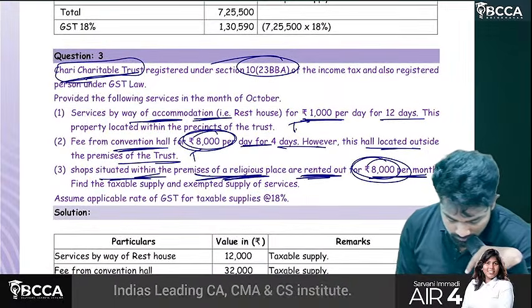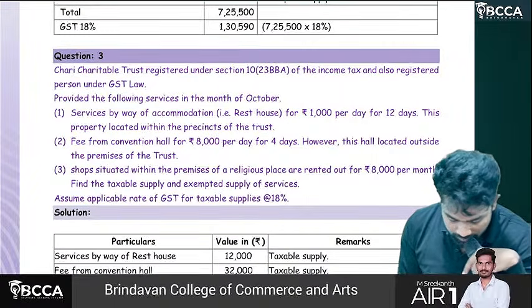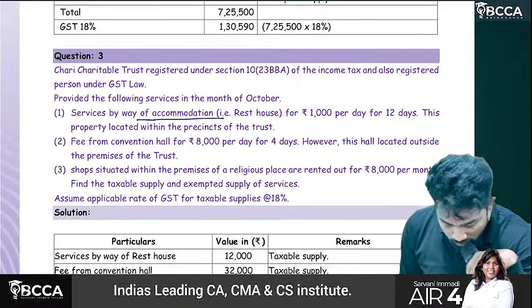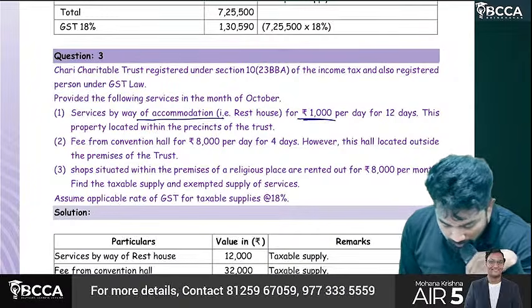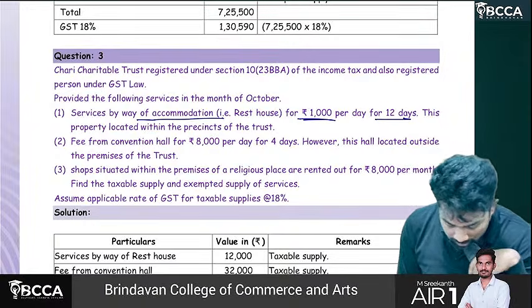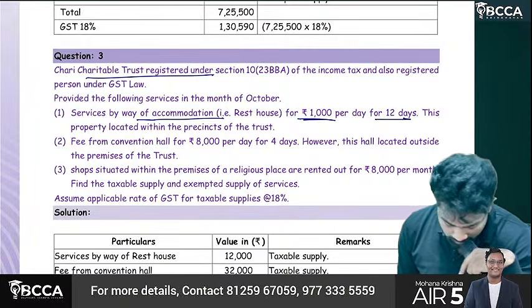Then next one, sir. Chari Charitable Trust registered under 10(23B) of the Income Tax Act. What are the services? Service by way of accommodation for rupees 1000 per day for 12 days. Sir, it is a charitable trust. It is exempted only when it is less than 1000. Here it is equal to 1000, so taxable.